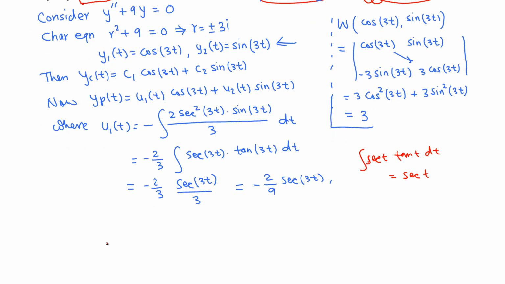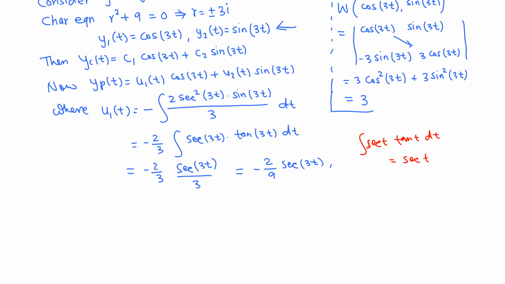And u2 equals, no, negative g, that's the right hand side, 2 secant square 3t, times y1, which is here, by the way, that's cosine 3t, all over the Wronskian, we found that, 3, dt.